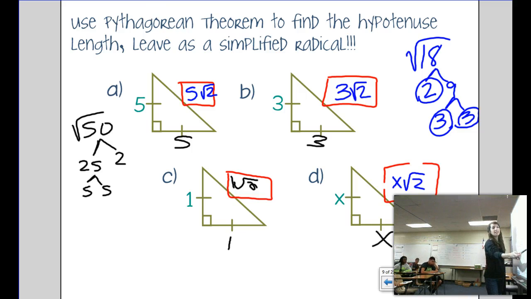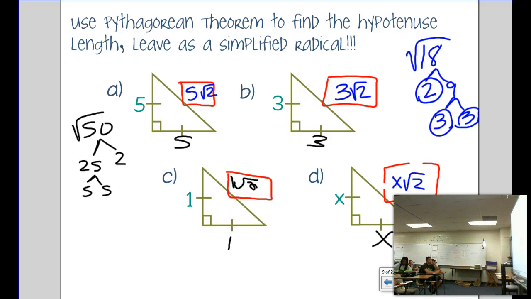X, extra root 2. Remember circle, circle, circle, star? 5, 5, 5 root 2. 3, 3, 3 root 2. 1, 1, 1 root 2. X, x, x root 2. There's no song for this. Okay, so 45, 45, 90 triangles are special.